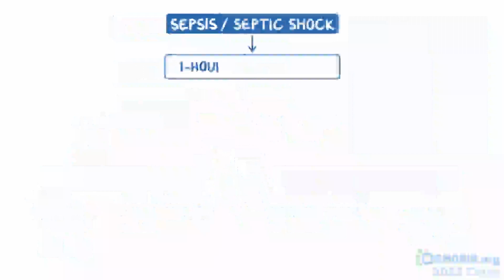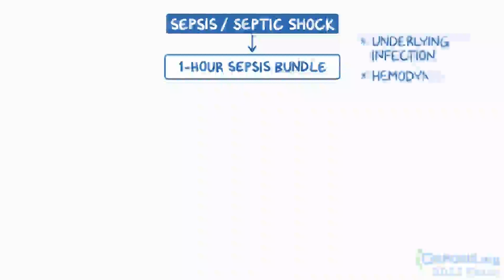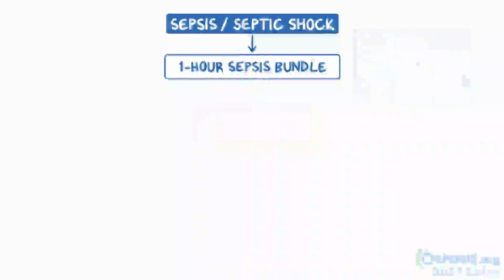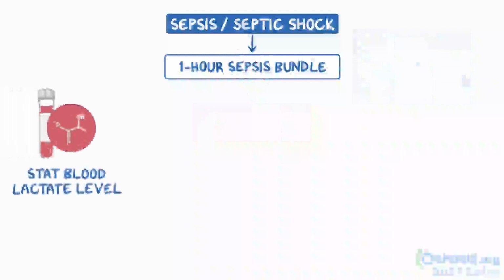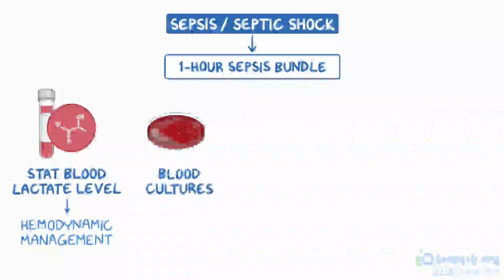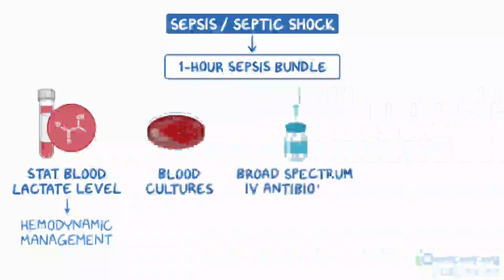Now that sepsis or septic shock has been identified, there are several tasks, known as the 1-hour sepsis bundle, that you'll need to complete. These measures are to ensure that the underlying infection and hemodynamic status are addressed quickly, as failure to do so can result in disastrous outcomes for your patient. First, measure blood lactate levels STAT, which will be used soon to help guide hemodynamic management. Second, collect blood cultures, after which you will begin broad-spectrum IV antibiotics.